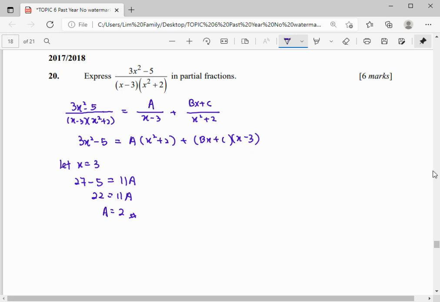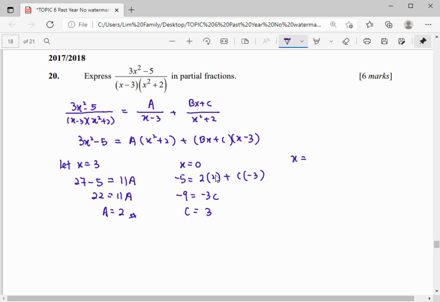For the next value, when we have a linear factor with the unknown constant, another choice is x equals 0. Putting 0 here, the left side equals negative 5. Of course, the A we already found, we will use it. And then here will become C times negative 3. So we have negative 5 minus 4 become negative 9 equals negative 3C. So C is 3.